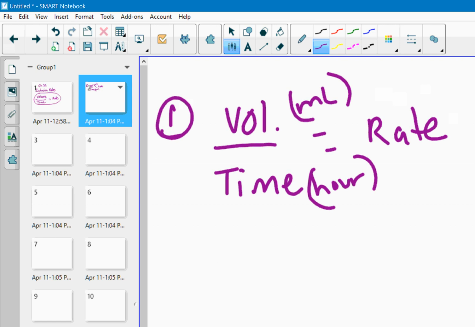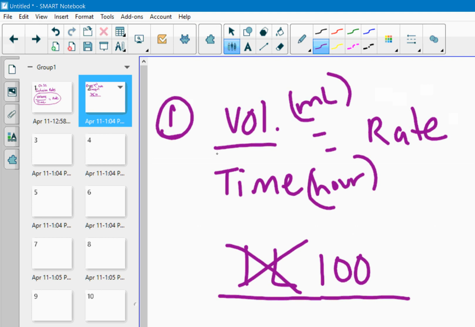So you take your milliliters, you have 1 liter. We're going to convert that to milliliters. So 1 liter is 1,000 milliliters, just times by 1,000. Your time, of course, is 8 hours. This one's pretty simple, starting out easy, you just divide it. And when you divide it, you get 125 milliliters per hour.